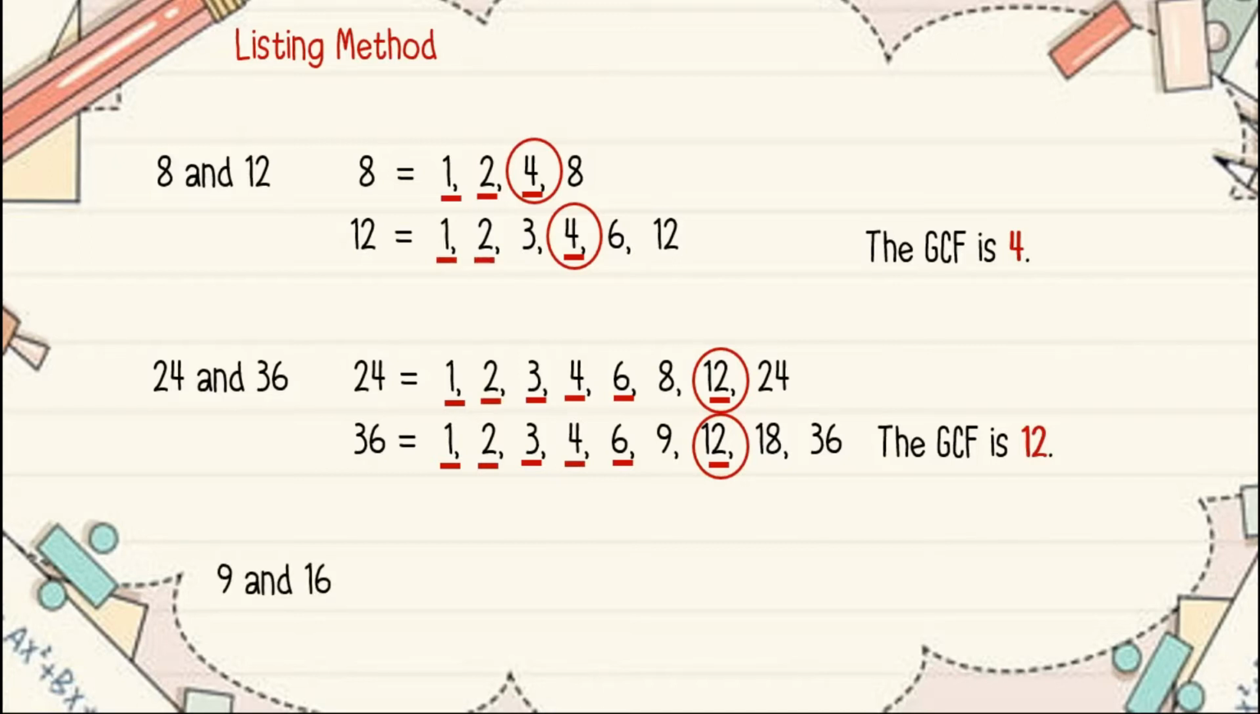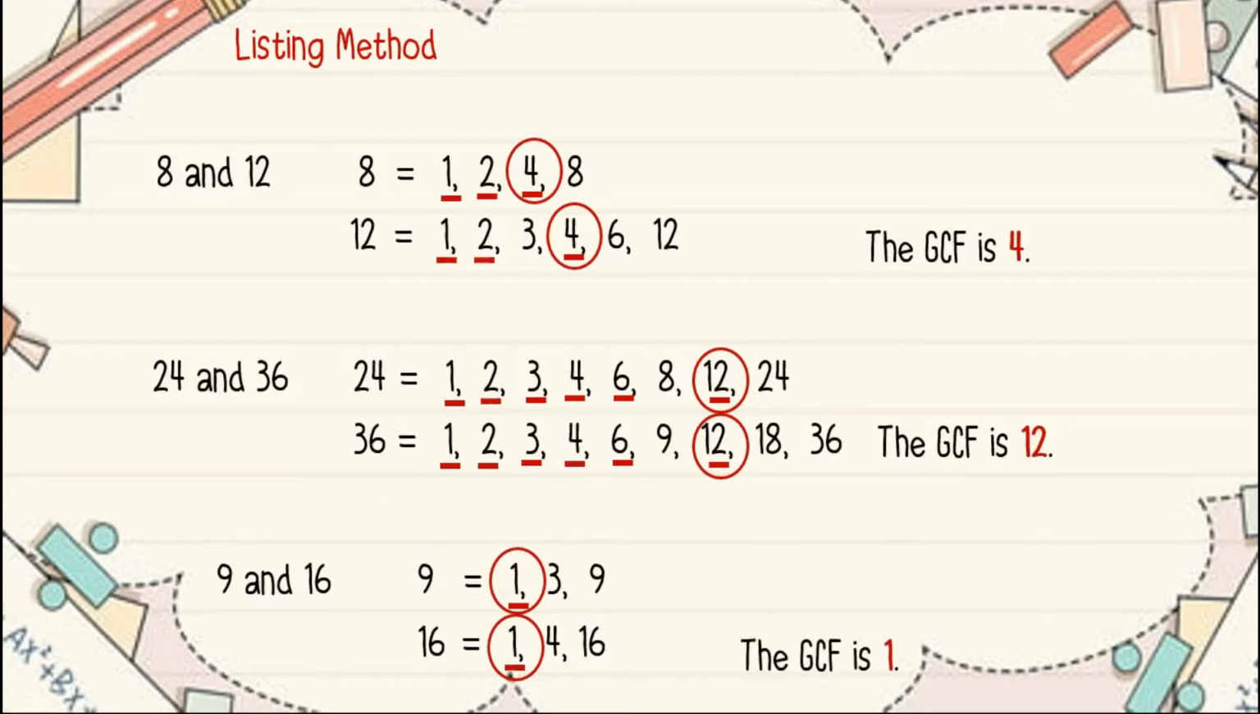Let's have 9 and 16 this time. The factors of 9 are 1, 9, and 3. So 1 times 9 and 3 times 3. For 16, we have 1 times 16 and 4 times itself, which is 4. And the only common factor that we have here is 1. Therefore, 1 is the GCF of 9 and 16.